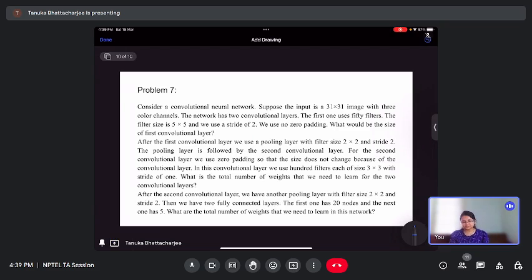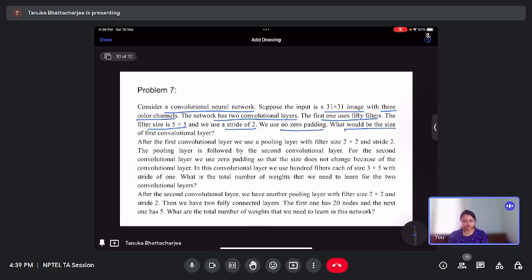So let us first look at the problem. We have a convolutional neural network. Suppose the input is a 31 cross 31 image with 3 color channels. Maybe the RGB image you can think about, it's just a 31 cross 31 image and you have the red, green, blue channels. Now the network has 2 convolutional layers. The first one has 50 filters. Filter size is 5 cross 5, stride is 2, and we are not using any zero padding.